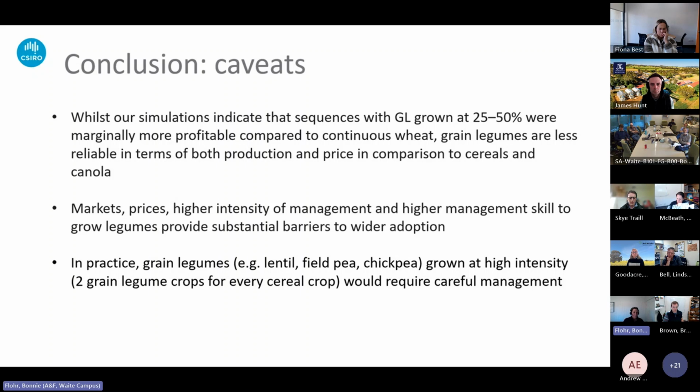And with grain legumes, markets, prices, and the higher intensity of management and higher skill required to grow legumes may provide barriers to a wider adoption, because in practice, growing grain legumes at high intensity would require careful management. So that's it from me, Brendan.